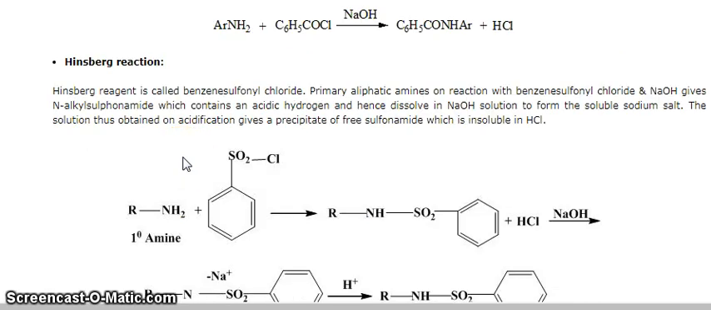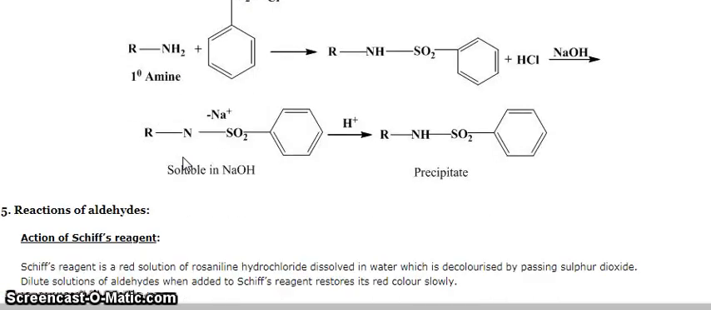Hinsberg reaction. Hinsberg reagent is benzene sulfonyl chloride. Primary aliphatic amines on reaction with benzene sulfonyl chloride and sodium hydroxide give N-alkyl sulfonamide, which contains an acidic hydrogen and hence dissolves in sodium hydroxide solution to form the soluble sodium salt. The solution thus obtained on acidification gives a precipitate of free sulfonamide, which is insoluble in HCl. So this primary amine reacts with this sulfonyl chloride forming sulfonamide, which dissolves in sodium hydroxide, and on acidification it gives the precipitate of this compound.